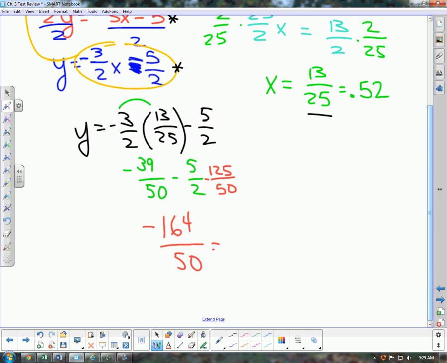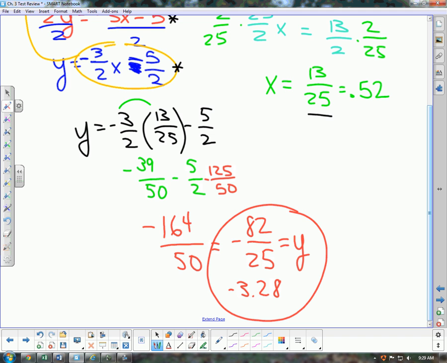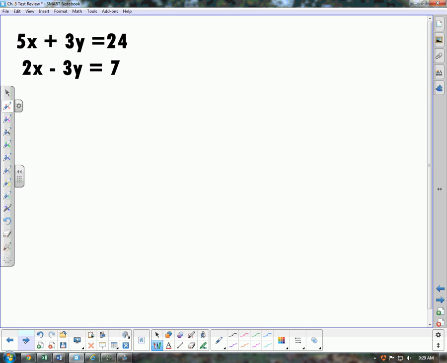which can simplify to a negative 82 over 25. And so then that is what your y value will equal. That's a negative 3.28 if you go decimal on it. And so y is equal to negative 82 over 25, and x is equal to 13 over 25. And there you've solved it using the substitution method. Moving on to the next one.